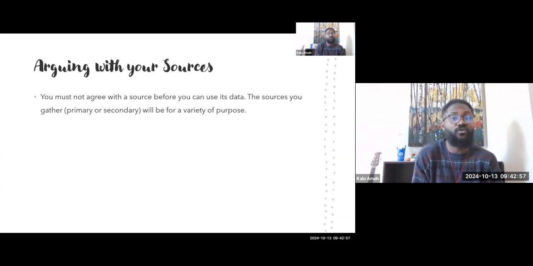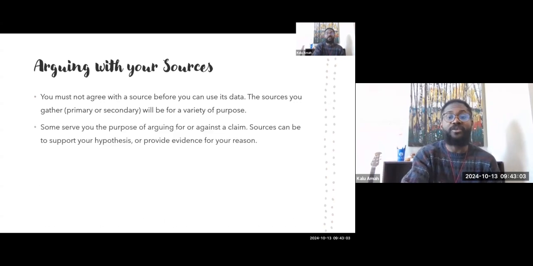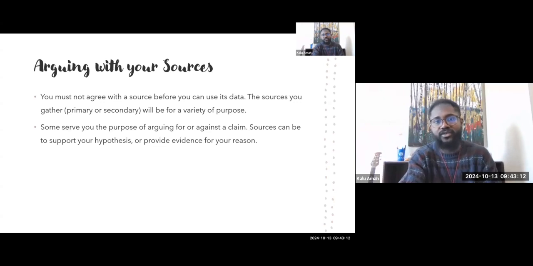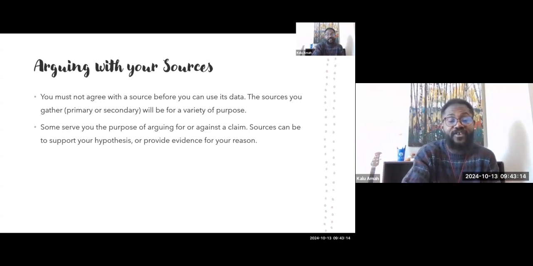The sources you gather, whether primary or secondary, will be for a variety of purposes. Some serve the purpose of arguing for or against a claim. Most times, what we always do is either object or agree, so some sources can serve as evidence for you to argue for or against a particular claim. Sources can support your hypothesis or provide evidence for your reason.